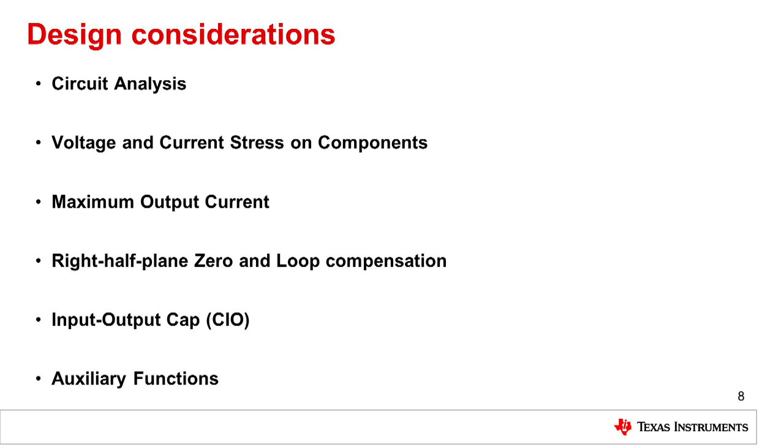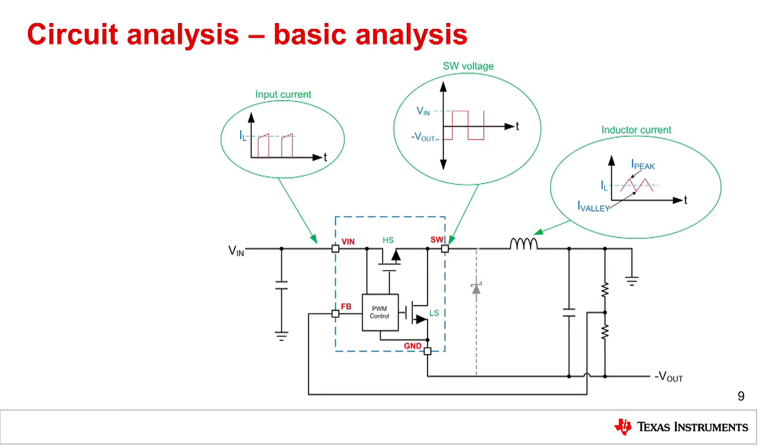So let's take a look at some of the design considerations we'll be going through here. We'll take a quick circuit analysis look, then we'll look at the voltage and current stresses on the components. We'll take a look at the maximum output current. We'll look at the right half plane zero and the loop compensation. We'll consider the input and output cap, and then finally we'll take a look at some of the auxiliary functions that might be required in your application.